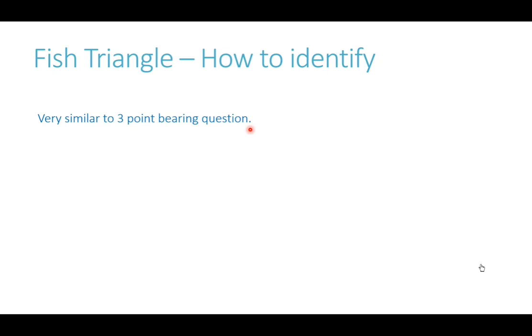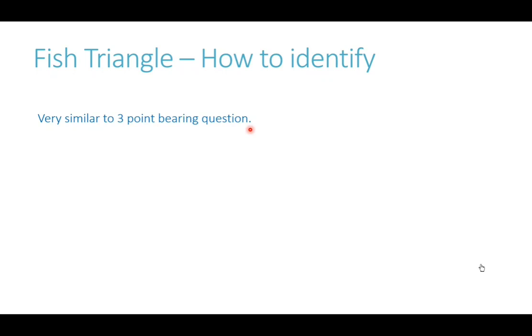In a 3-point bearing question, all the three bearings are given to us using a single reference point, a lighthouse or any other object. A single reference point is used for all the three bearings. However, in a fish triangle, the three bearings are taken from either two different points or it could be three different points. Like in this example question which we have seen, the first two bearings are taken from one lighthouse, and the third bearing is taken from a different lighthouse.